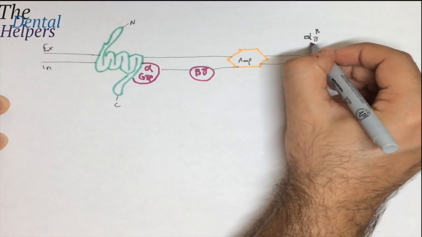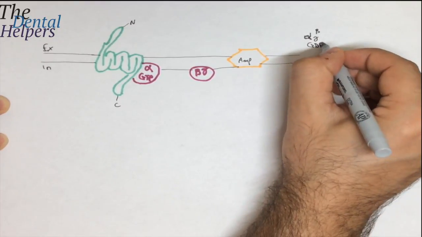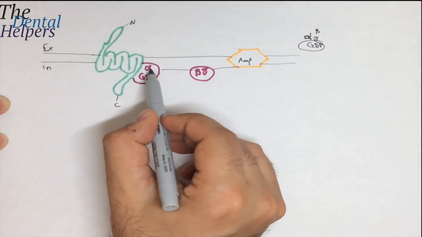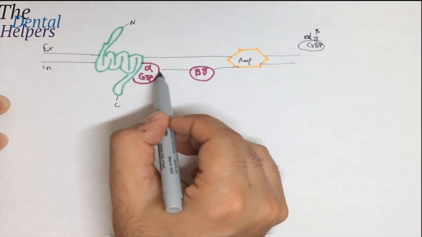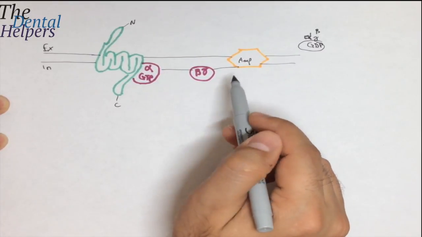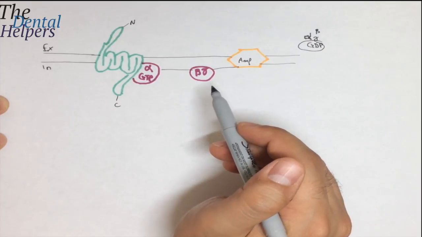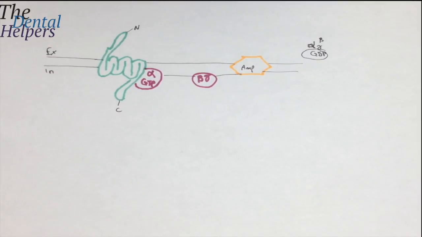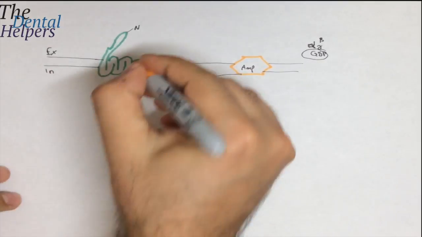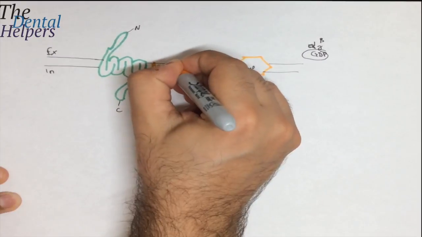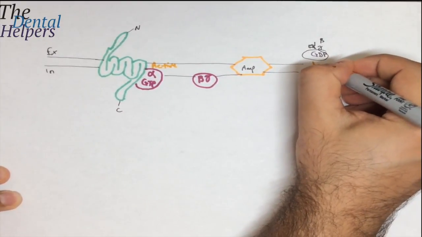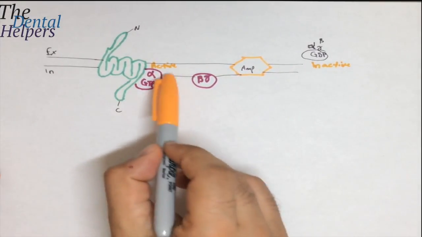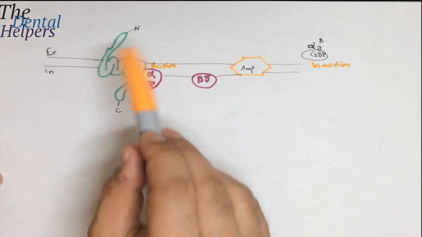And what happens in this form, since it's GDP bound, the moment it becomes GTP bound, as we see right here, the affinity for beta and gamma subunits becomes less and they start to drift down. So whenever it's GTP bound, we're now in the active phase. So this is the active, and this would be the inactive. And just remember that in the inactive form, it's still going to be bound to the GPCR right here.